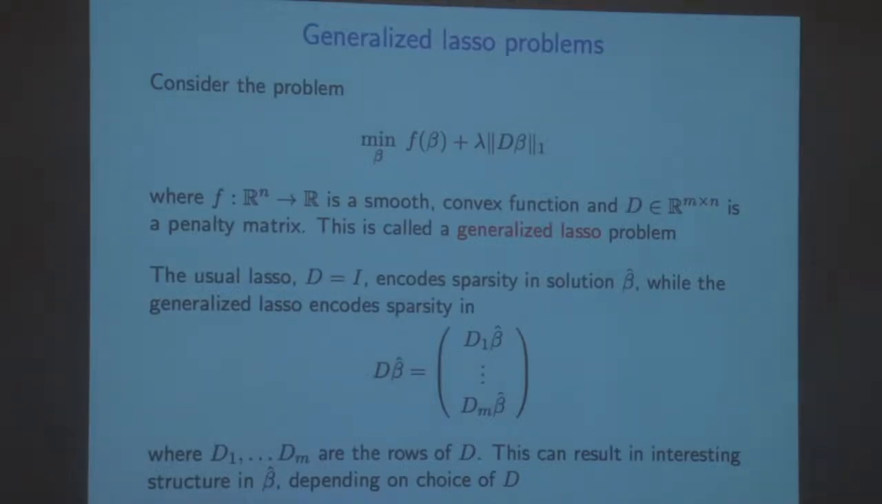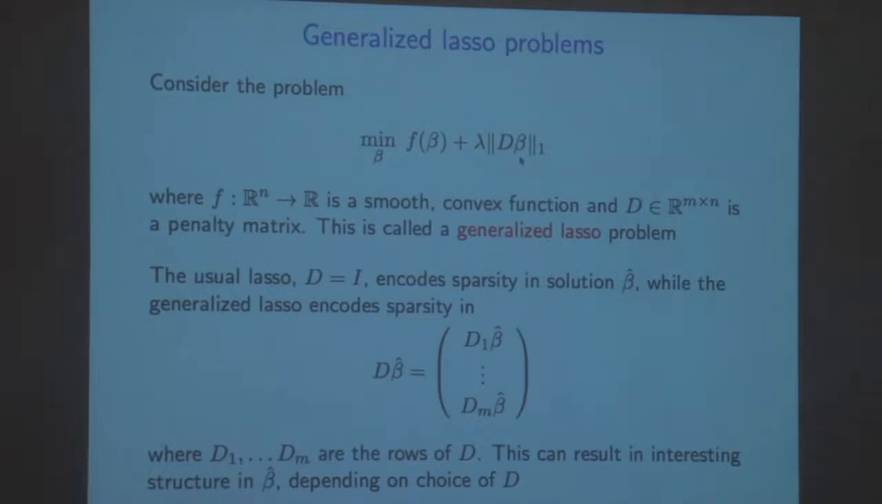So the usual lasso you can think of as corresponding to the case where this matrix D is the identity matrix. So that's just going to penalize the pure L1 norm of the coefficients. And that encodes sparsity in the coefficients themselves, right? If we were to solve this problem, say this was a regression problem, so we would take f to be something like a squared error loss, it would encode sparsity in the regression coefficients.